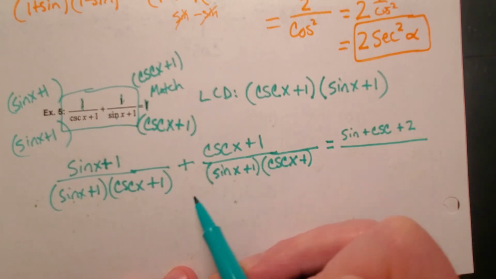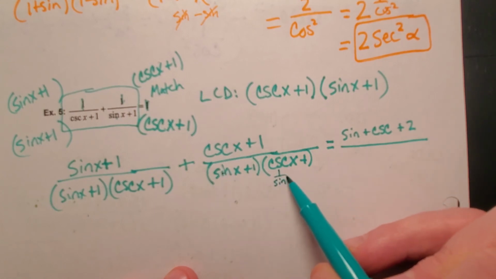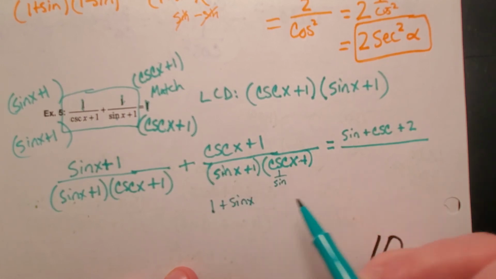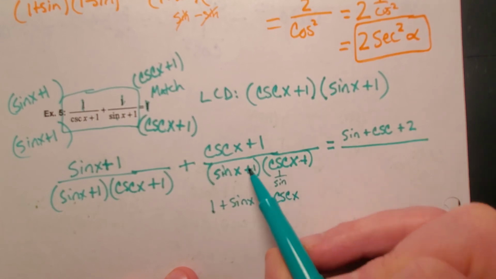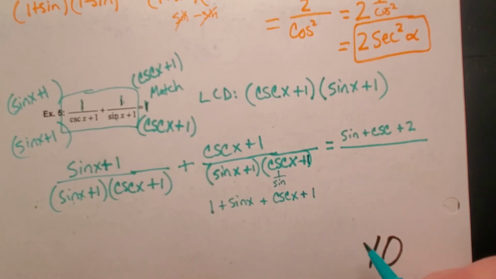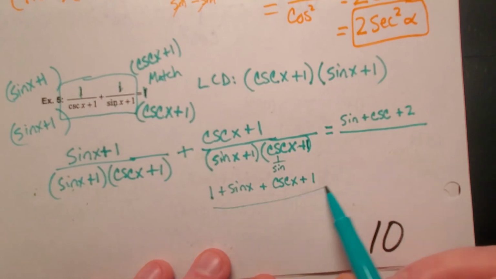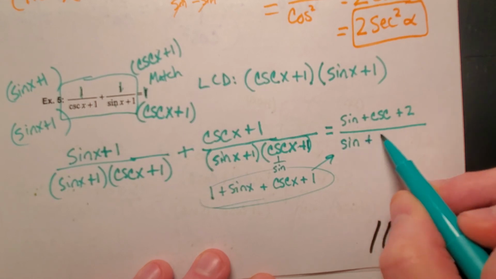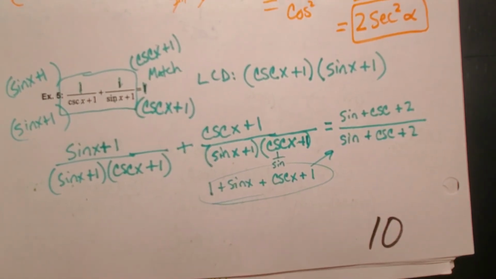Sine times cosecant. Remember, cosecant is 1 over sine. So sine times 1 over sine is going to equal 1. And then I get plus sine x, and then plus cosecant x. And then 1 times 1, forgot my 1 here. 1 times 1 is 1. I never saw it coming, but when you combine all these terms, you're going to get sine x plus cosecant x, and 1 plus 1 is 2.